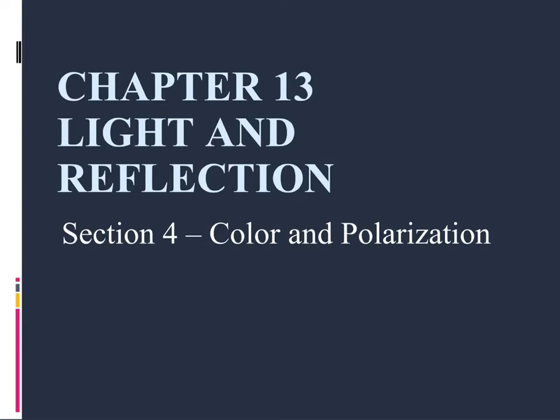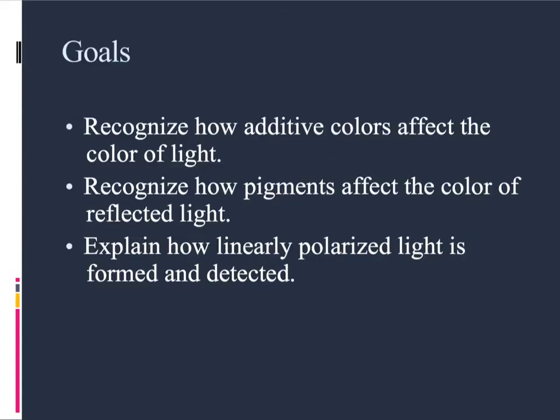This is chapter 13, section 4. We're going to talk about color and polarization. So what we're going to do is recognize how additive colors affect the color of light and how pigments affect the color of light. And we're going to explain how linearly polarized light is formed and detected.